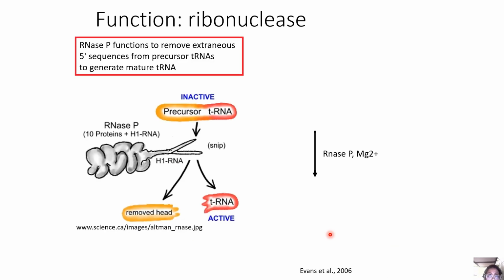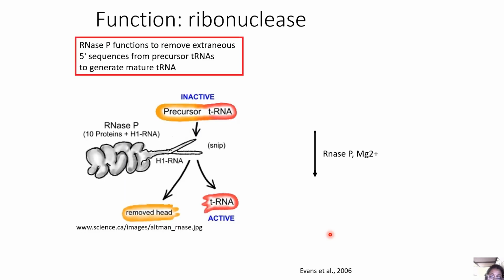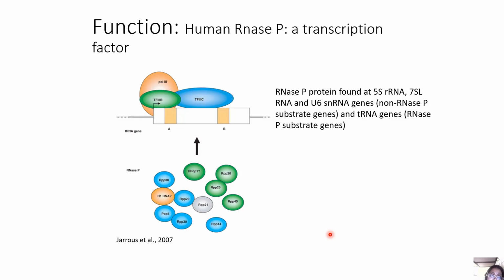Okay. So you can see RNase-P functions to remove extraneous 5' sequences from precursor tRNAs to generate the mature tRNA. You can go through this paper as well, Evans et al. 2006. Now the mechanism of function is pre-tRNA binding to S and C domains of the RNase-P RNA subunit, and RNase-P protein subunit binding to the 5' end of pre-tRNA.